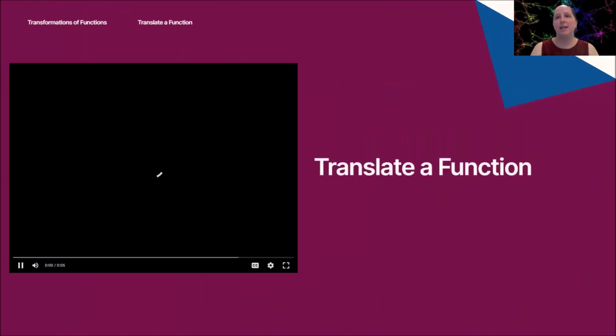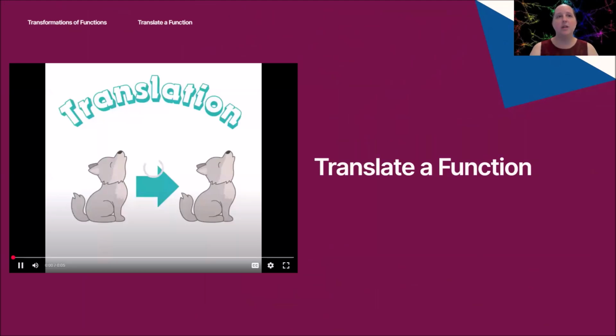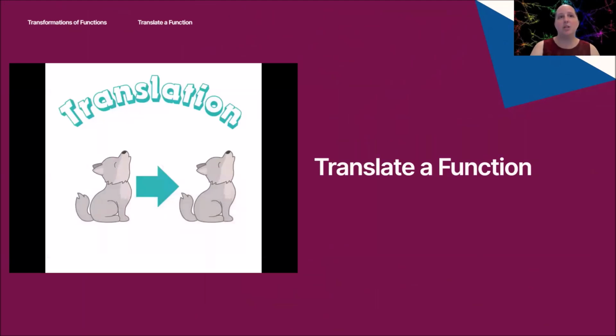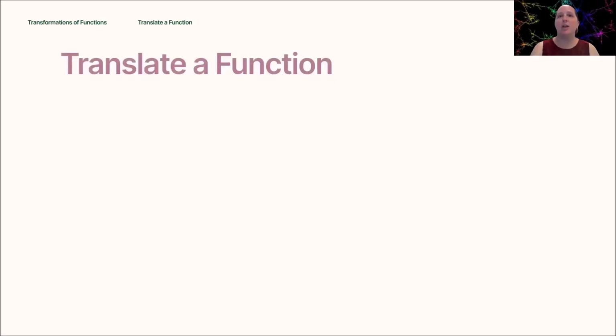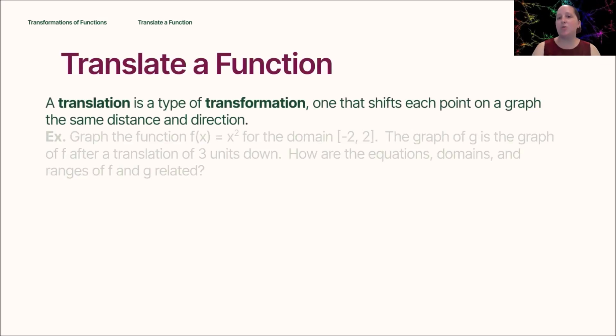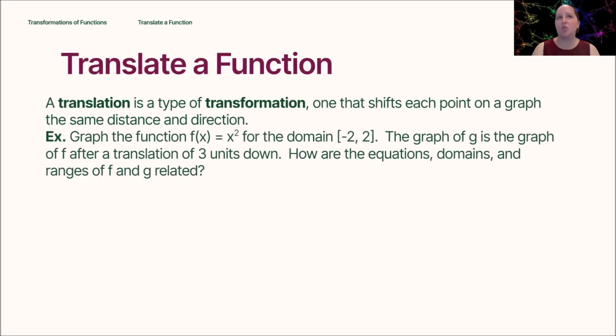Right, translate a function. So translations of functions are very similar to things that you probably have already seen. So we're talking about reflections, rotations, and transformations. So a translation is a type of transformation, one that shifts each point on a graph the same distance and direction. Okay, so I want to graph the function f of x equals x squared.